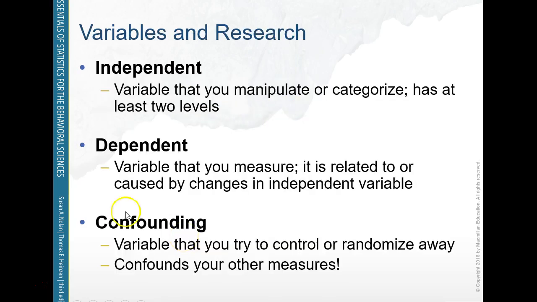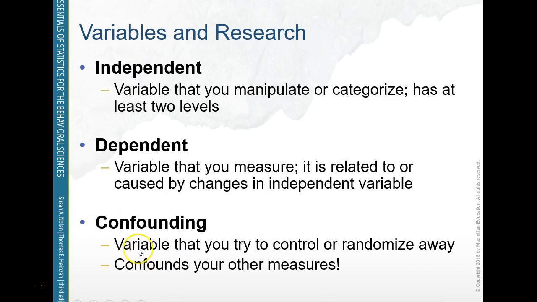Okay, so the independent variable is the variable you manipulate. It has to have at least 2 levels. You have to compare at least 2 groups. The dependent variable is the variable that you measure, and you think that your score on the dependent variable is caused by the independent variable.